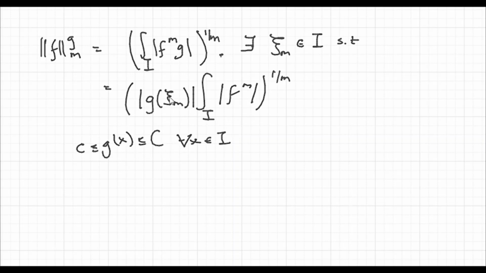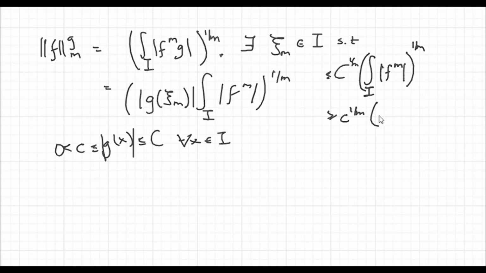So of course we know that the absolute value of g of xi, I should put absolute values here, and then I can put a 0 here, is going to be somewhere in the interval between c and C. So this thing here, on one hand, is going to be less than or equal to C to the 1 over m times the integral on I of the absolute value of f to the m, and then that to the 1 over m. And on the other hand, it's going to be bigger than little c to the power of 1 over m times the integral over I of the absolute value of f to the m, raised to the 1 over m, like so.